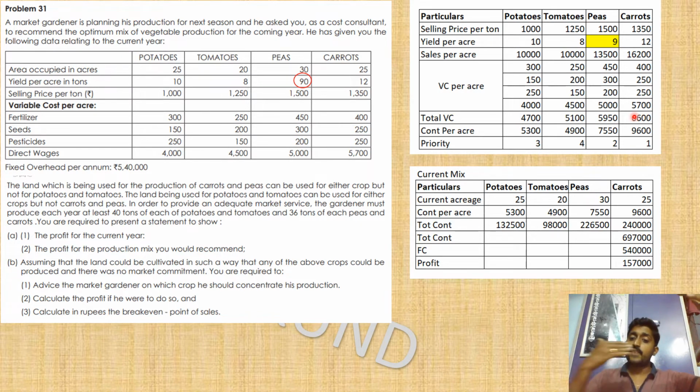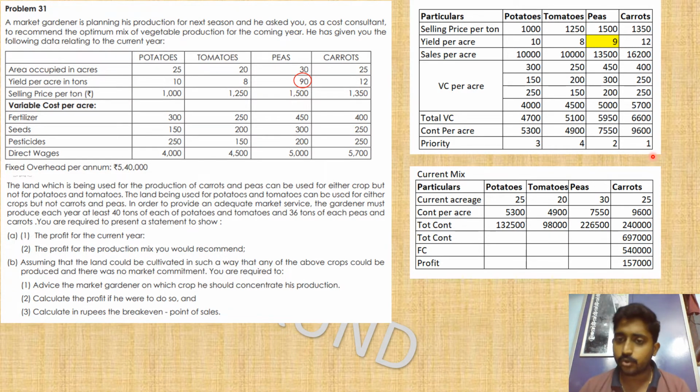Sales we have, variable cost we have. Sales minus variable cost will give you contribution per acre. Contribution per acre is given. The maximum contribution comes from the carrot, the second comes from the peas, third comes from the potatoes, and fourth priority is given to tomatoes. So based on the decreasing order of contribution, decide the priority. This is the first step of the problem.